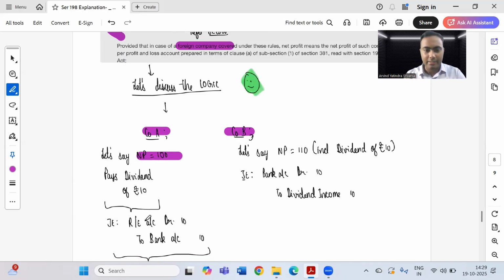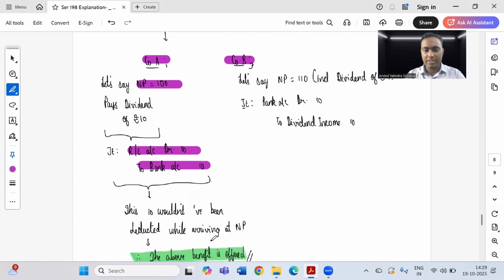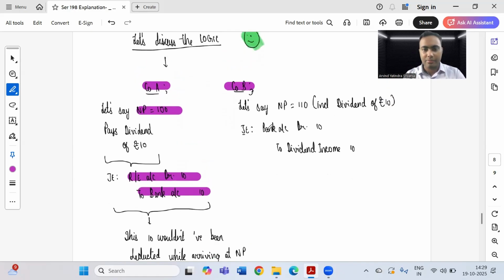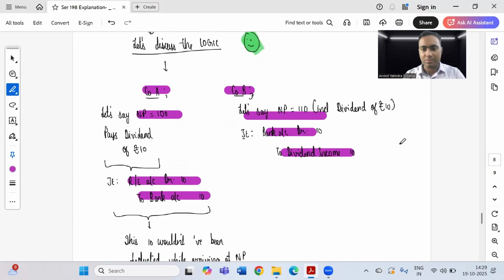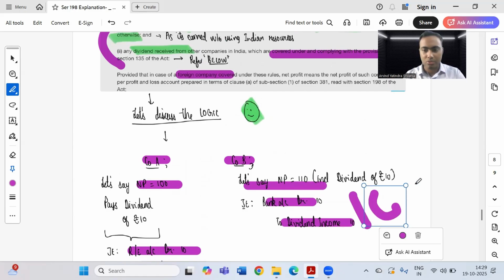So the entry would be retained earnings account debit 10 to bank account 10. I hope that is clear. This 10 wouldn't have been deducted while arriving at the net profit. Let's say net profit is 110 for company B, which includes a dividend of rupees 10. The entry passed here is bank account debit 10 to dividend income 10. But for CSR purposes, the CSR rules say that you have to take the net profit as 100, and not 110.